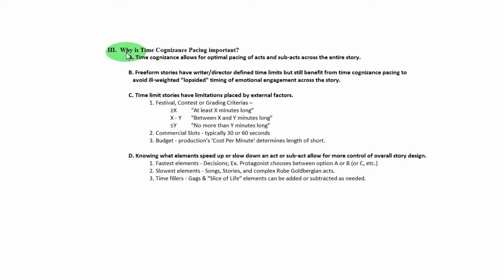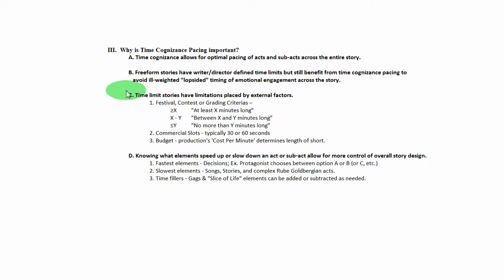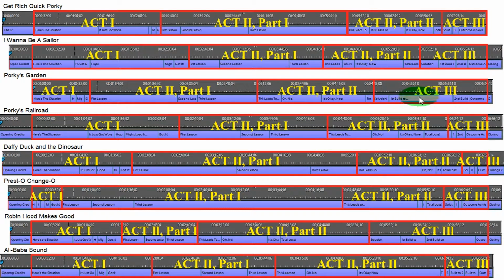The third and final section I'd like to discuss is why is time cognizance pacing important. Time cognizance, or time awareness, allows for optimal pacing of acts and subacts across the entire story. Stories may be free-form or have time limits. Free-form stories have writer-director defined time limits, but still benefit from time cognizance pacing to avoid ill-weighted, lopsided timing of emotional engagement across the story.